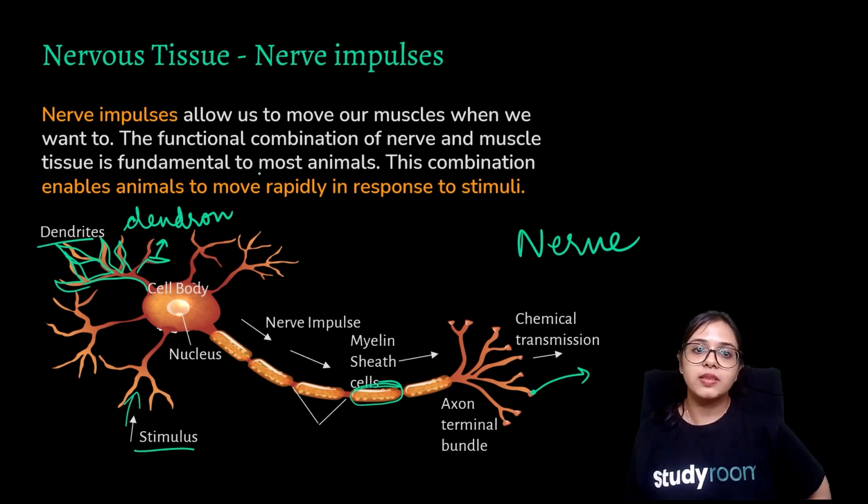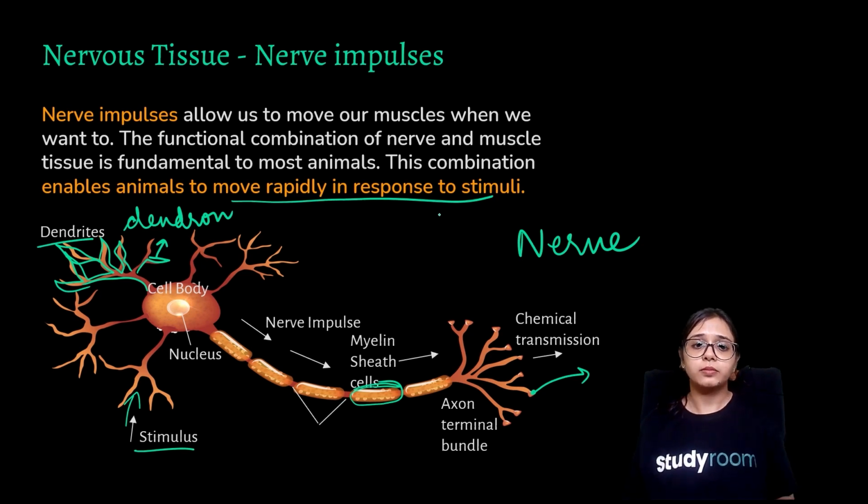So nerve impulses allow us to move our muscles when we want to. The functional combination of nerve and muscle tissue is fundamental to most animals, because this combination enables animals to move rapidly in response to stimuli. All these actions happen in a fraction of a second. We are learning here diagrammatically, so it may appear to be such a long and tedious process, but no, it happens in a fraction of a second.